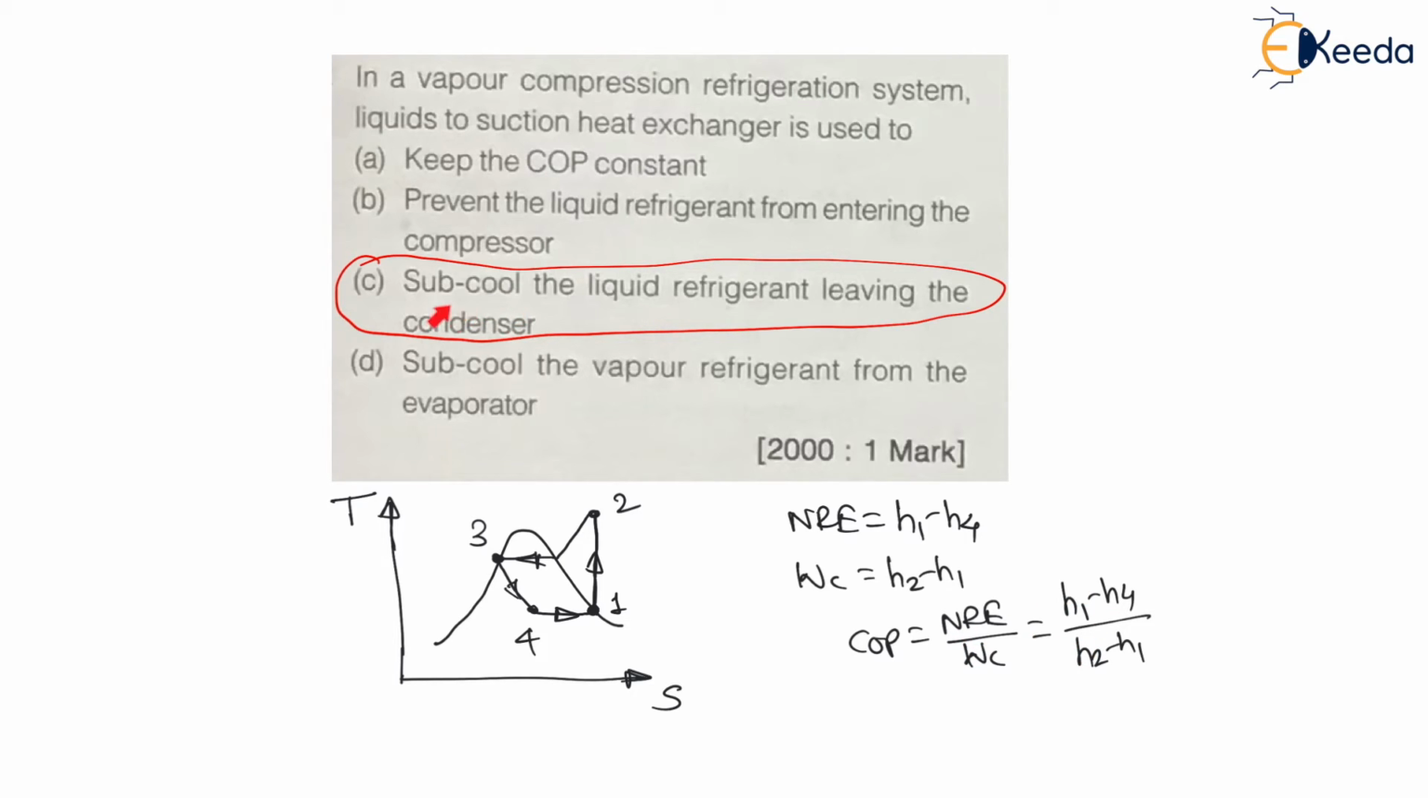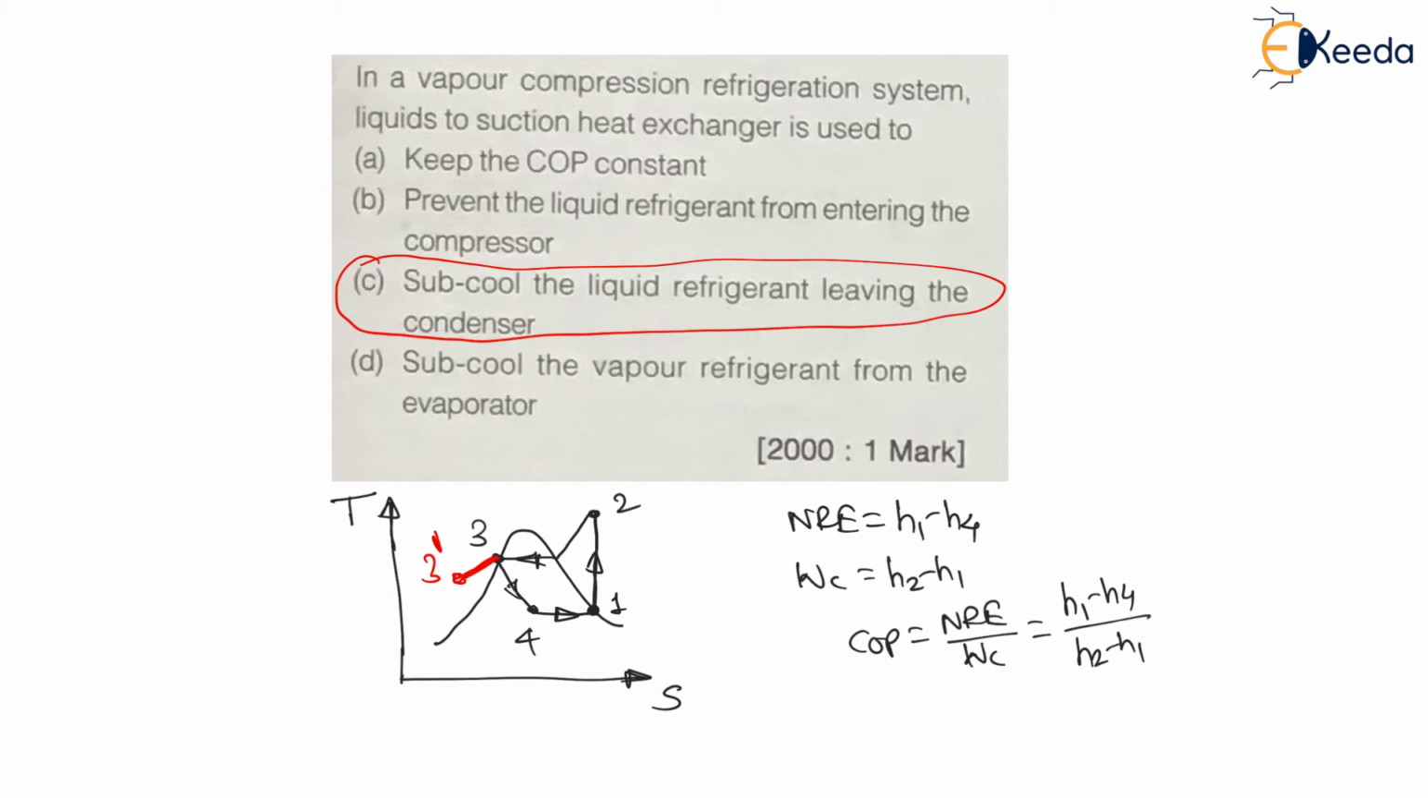Now our target is to increase this net refrigerating effect or increase this COP, coefficient of performance. Now if we subcool the liquid refrigerant leaving the condenser, that means during subcooling we are decreasing its temperature below saturation temperature at constant pressure. Therefore, the process 3 to 3 dash will be like this.